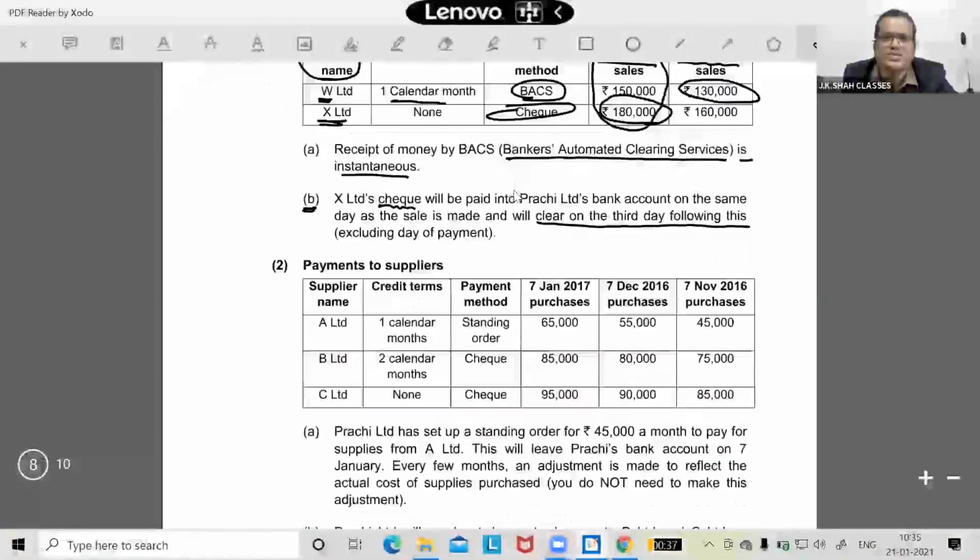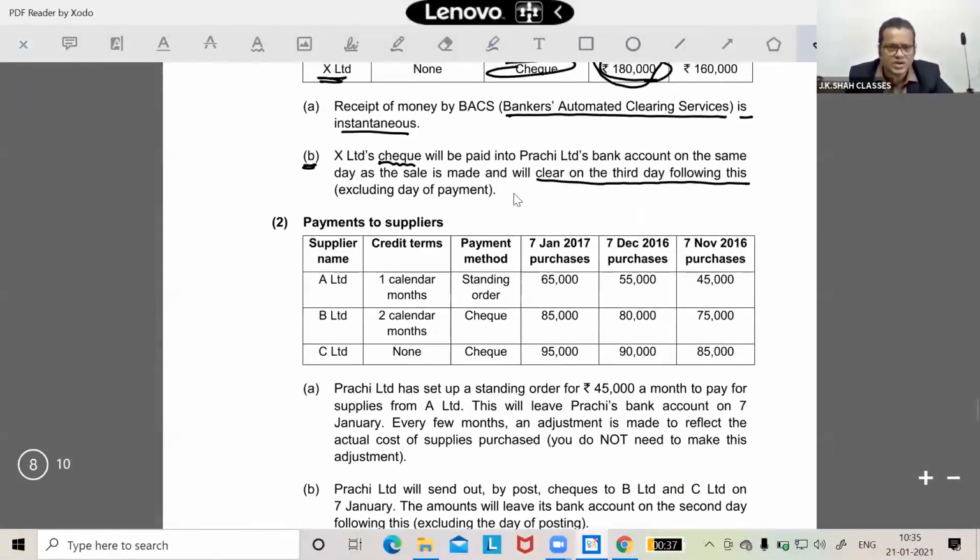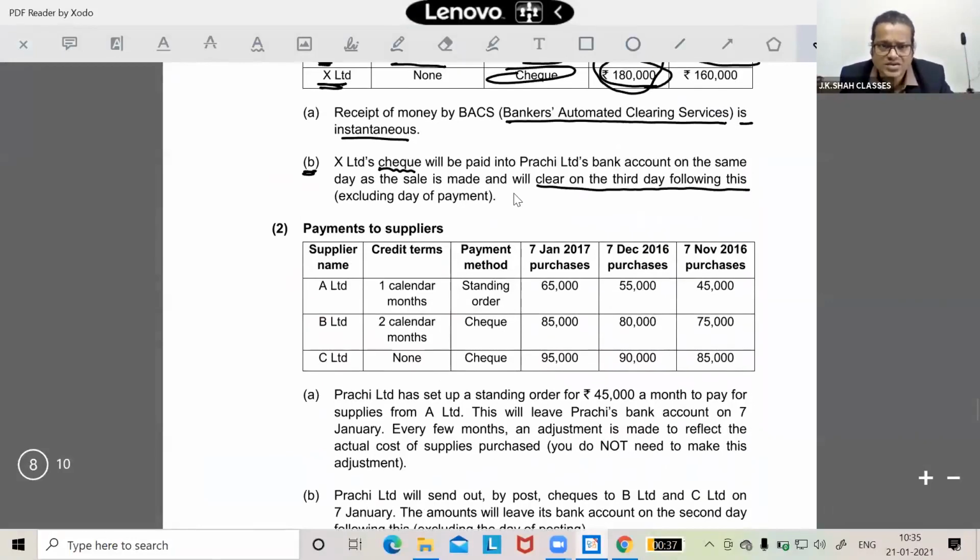Now let's talk about suppliers. You see how it works out. We have 3 suppliers. So A Limited, B Limited, C Limited. Okay, fine. What are the credit terms? 1 calendar month. And what is the standing order? Oh, let's see. Now to understand, you have to read below. What is the standing order?